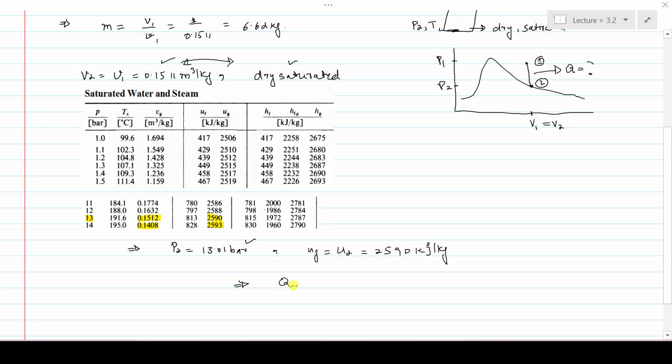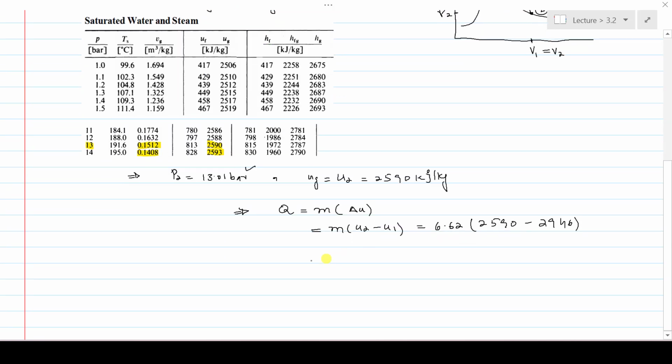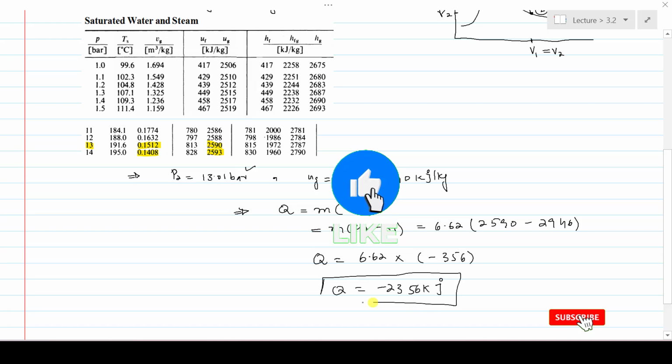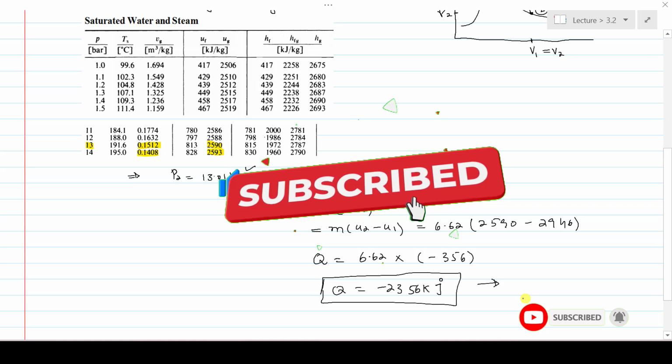Now the total heat rejection during the process is equal to total mass present in the vessel times the change in internal energy, that is U2 minus U1. Mass is 6.62. What is U2? That is 2590. U1 value is 2946. After solving this, you will get the heat rejection value, and it is minus 2356 kilojoule. This is the heat rejection that takes place as the steam is cooled down from the superheated region to the dry saturated region.